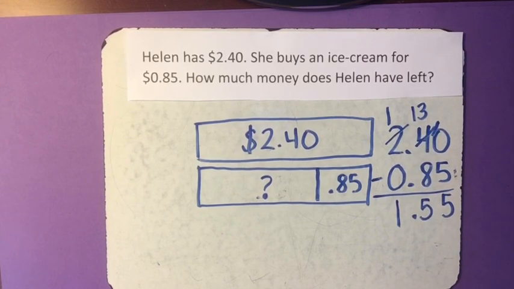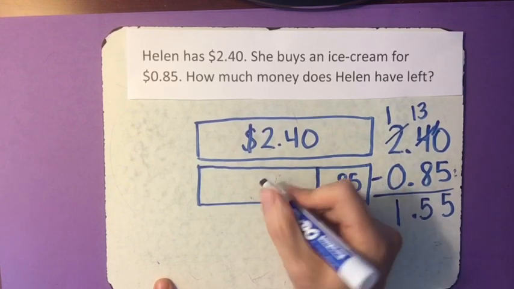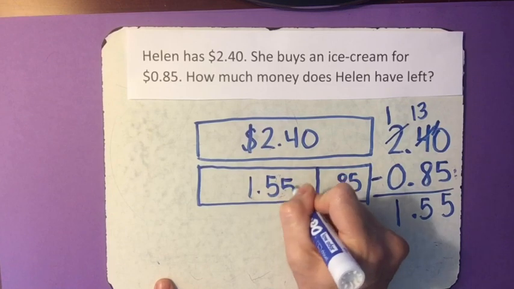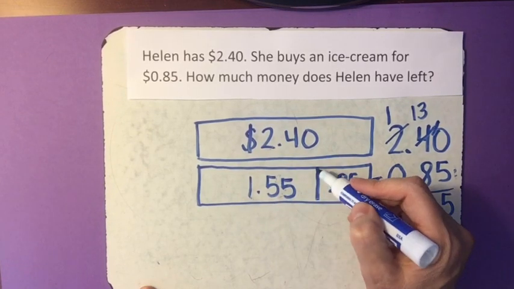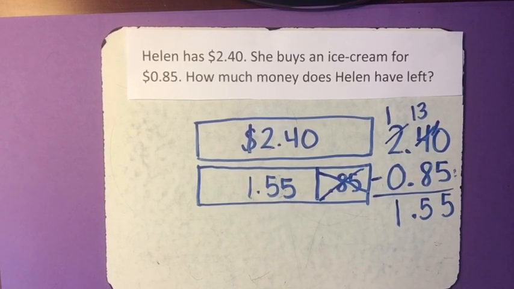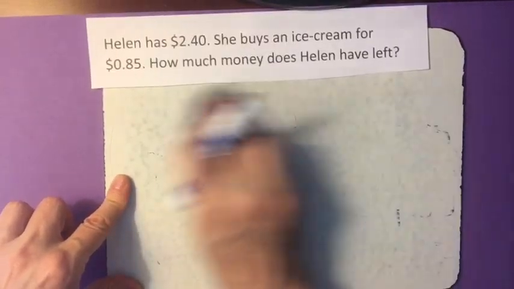Okay, so now what we can do is we have solved for the question mark, which is $1.55. This is how much she has left. This has been spent and it's gone, but this is what she has left. All right. Well done. Okay, we're going to do another one.